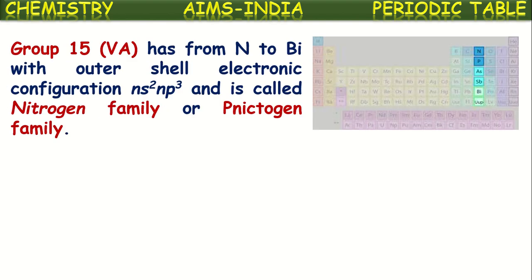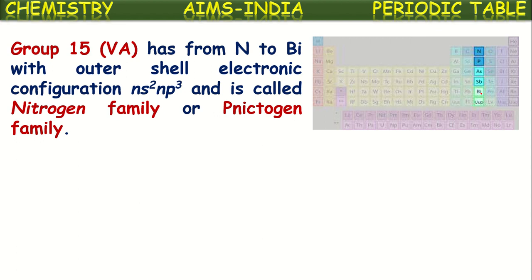Next, the 15th group or 5th A group elements. What are those? Nitrogen, phosphorus, arsenic, antimony and bismuth. These elements have the outer shell electronic configuration ns2 np3, and they are called the nitrogen family, after the starting element. These 5th A group elements are also called pnicogens because the elements of the 5th A or 15th group can form foul smelled gases. So the 15th group or 5th A group elements are called the nitrogen family or pnicogens.